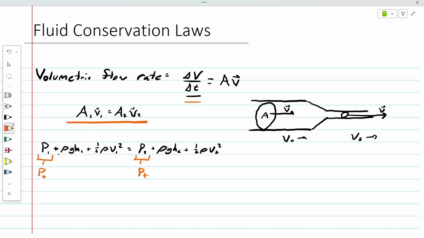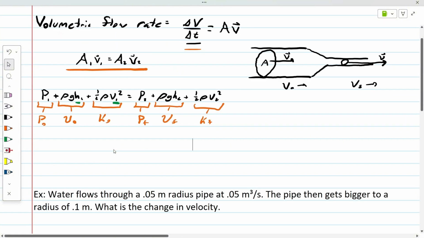So this is kind of like the potential energy of your fluid, and this is like your initial kinetic energy, because we are using this height variable to determine potential energy and the velocity to be the kinetic energy. And so this will be your potential energy final, and this will be your kinetic energy final. And we'll do an example later using this equation. Okay, but let's do an example with changing areas first.